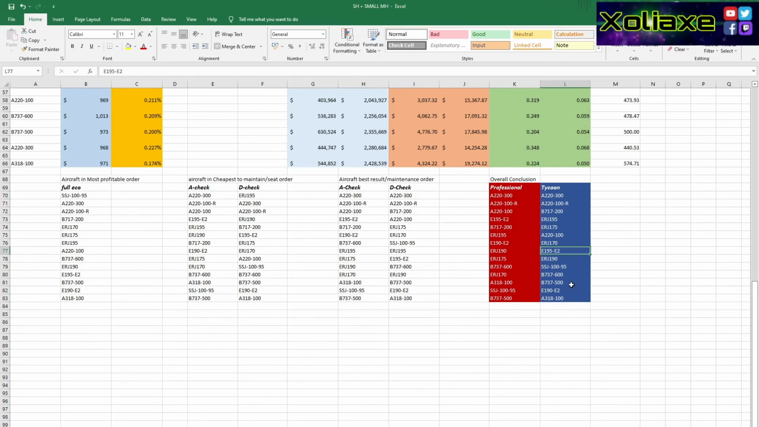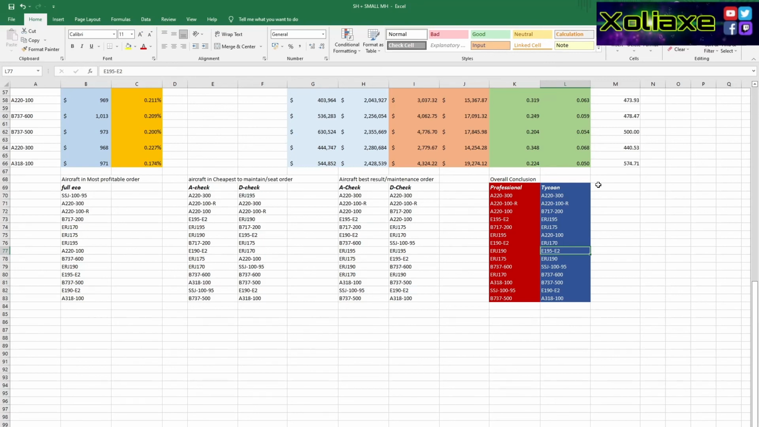And again, Airbus, Boeing, Sukhoi, just avoid them. The E2 Embraers and the 190, again, probably not worth taking, with better options there to take in Tycoon mode. So that's the comparison for those three different types of aircraft.